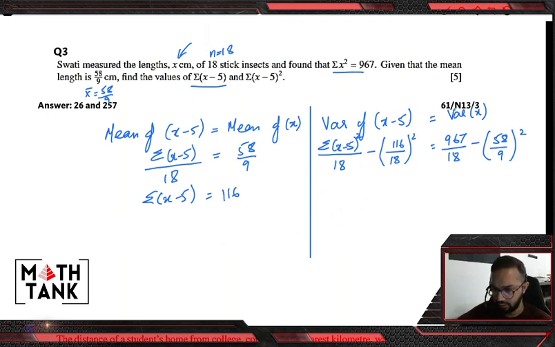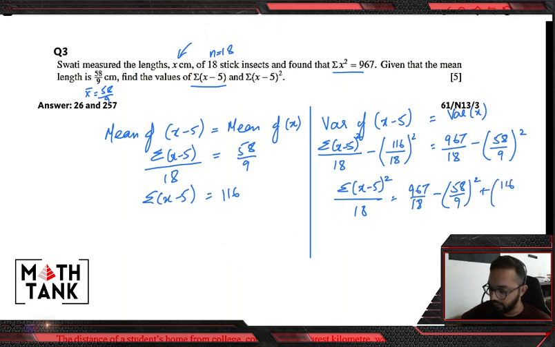So I'm looking for an adjusted value. So that's the unknown in this question. I can simply solve this. I don't need to do a lot of calculations. I can just say that this becomes 967 over 18 minus 58 over 9 whole square plus 116 over 18 whole square.